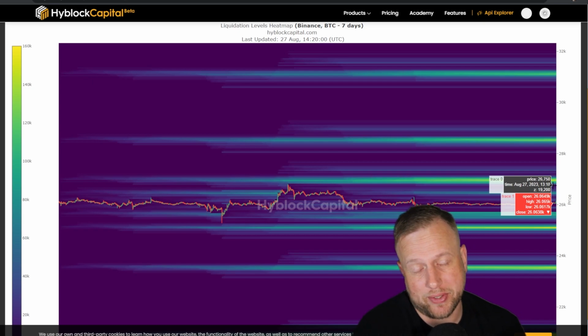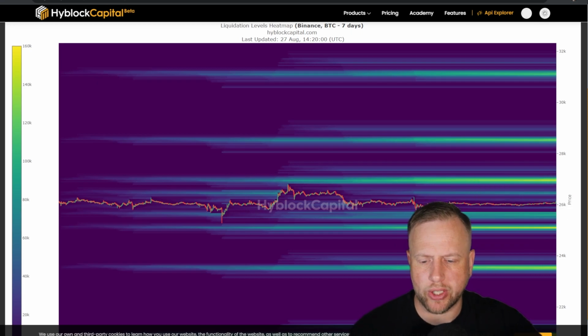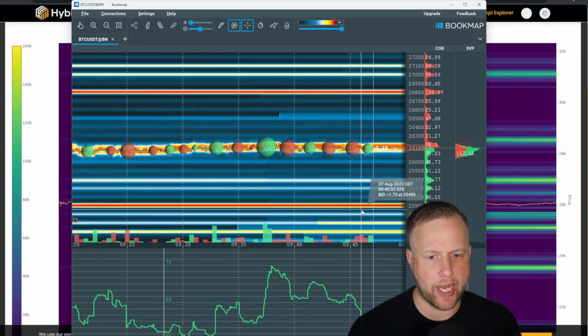The market wants to stomp those out. Market makers want to stomp those out. You need to look at the order book because those orders want to be filled. This is supply and demand. This is how the price of Bitcoin gets made.